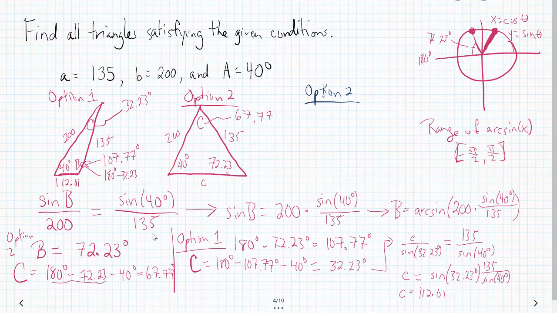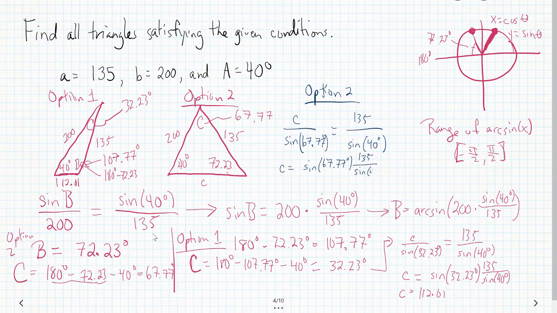You get little c over sine of, now it's no longer 32.23 degrees, it's 67.77 degrees. And that should equal still the 135 over the sine of 40 degrees. So that makes C equal to, notice this one should be a little bit larger than the 135 because we have a larger angle involved. So sine of 67.77 degrees times 135 divided by sine of 40 degrees.